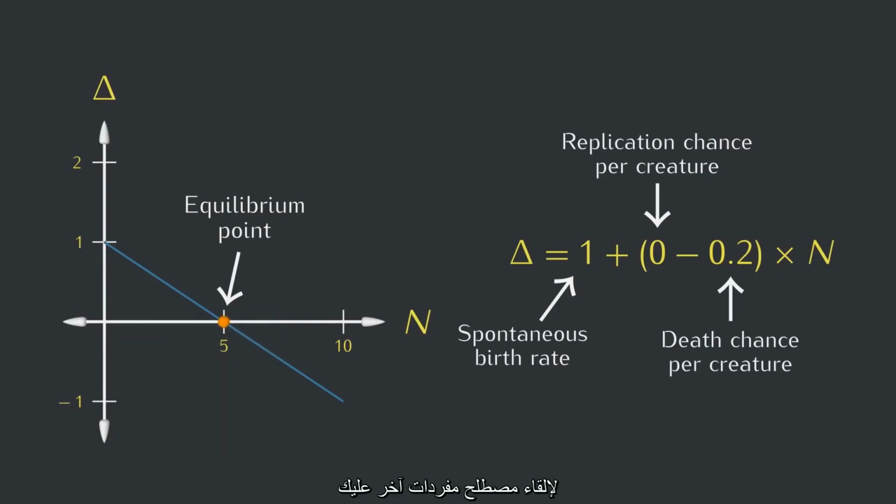To toss another vocabulary term at you, this is known as a stable equilibrium. At this point, the birth and death rates are in balance, and it's stable because if we deviate from this point, the system will tend to go back. It's self-regulating, as if there's a rubber band pulling the system back toward equilibrium whenever it strays away.